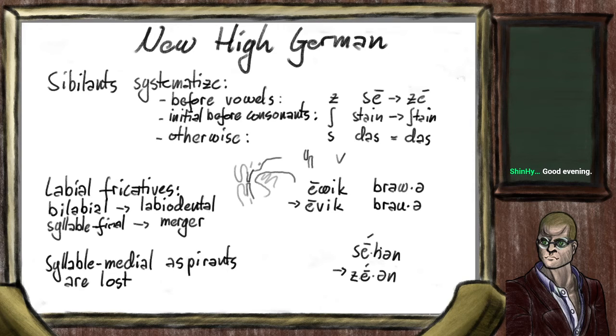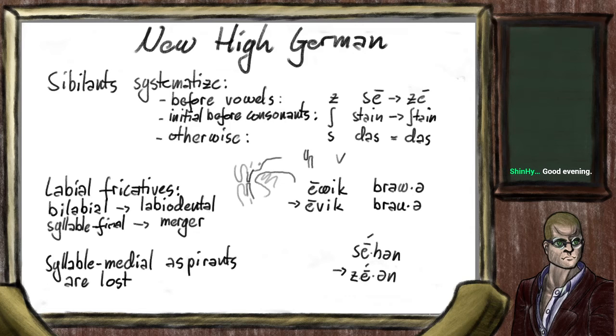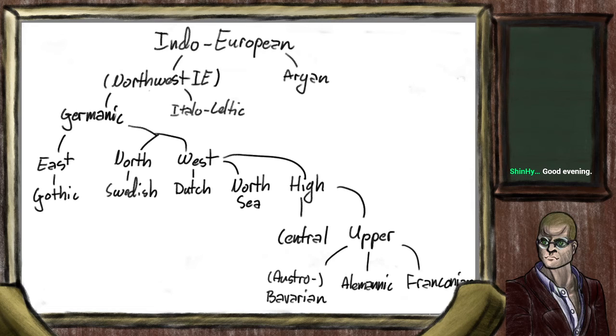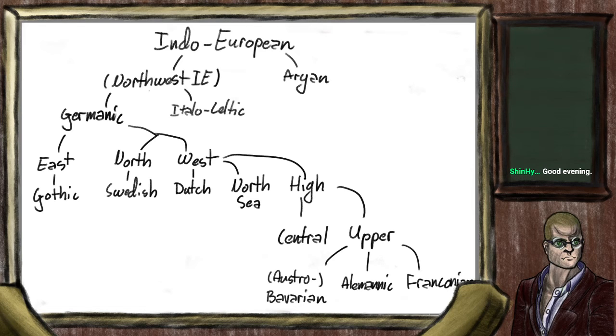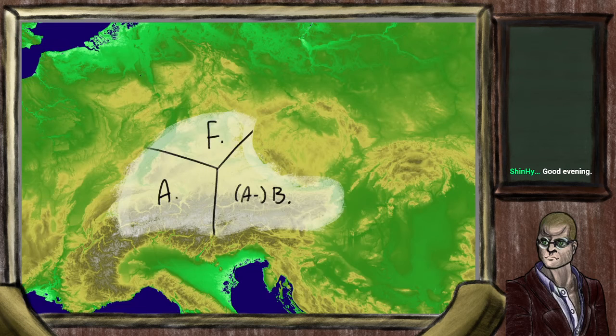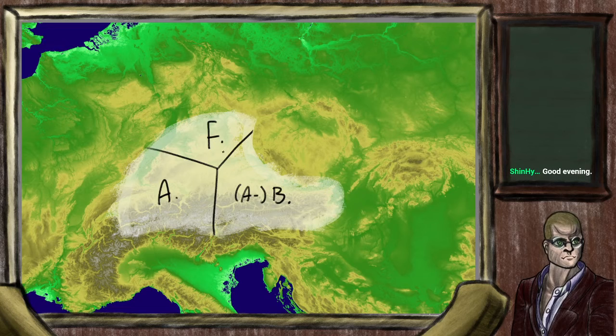After this, we start getting into the various Upper German variants. There are three main branches. One is Bavarian or Austro-Bavarian, one is Alemannic, and one is Franconian. Franconian is the one that we will be following, mostly because, no, actually, let's get to the map already. Nuremberg is here in the Franconian language area, and Nuremberg was a cultural center during the German Renaissance.